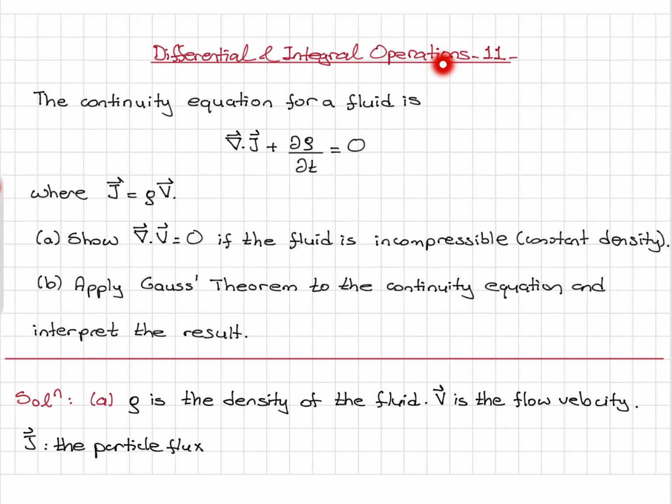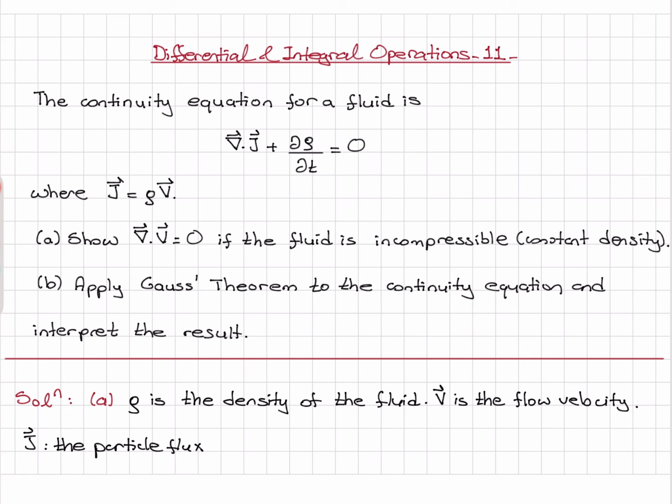Differential and integral operations 11. The continuity equation for a fluid is divergence of J plus del rho del T equals 0, where J is rho times vector V. Show divergence of V is 0 if the fluid is incompressible, constant density, and part B, apply Gauss theorem to the continuity equation and interpret the result.